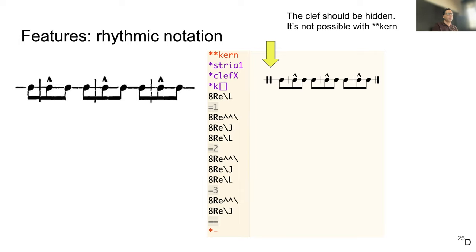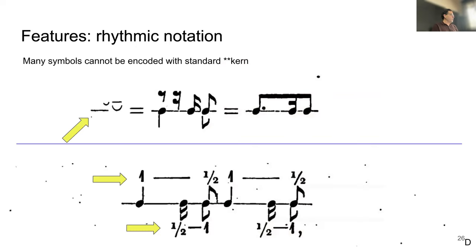This is the kind of issue we have in GitHub now. There are many other symbols that cannot be encoded, such as these ones, or these rhythmic indications, but these are contents that we cannot currently encode with Kern.